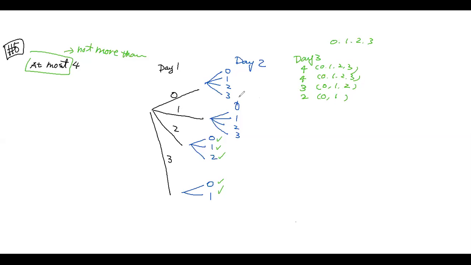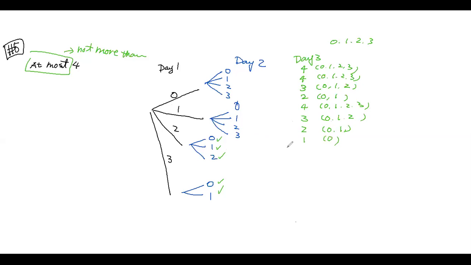The same way for 1, 0: how many ways can I study? I have 4 different ways, because it's 0, 1, 2, 3. For 1, 1, how many ways do I have? 3 ways, which is 0, 1, 2. For 1, 2, I have 2 ways, 0 and 1, and that's it, because 1 plus 2 is already 3. For 1, 3, I can only have 1 way, which means I'm studying 0 hours here.